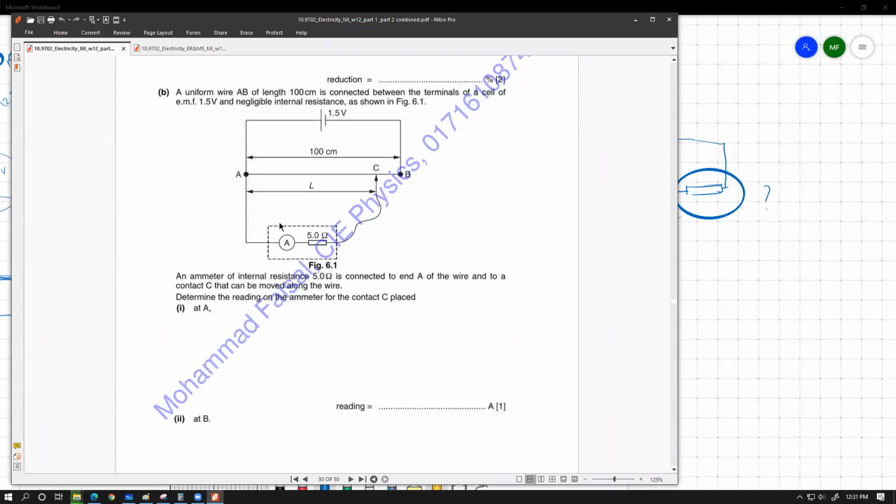The connected ammeter produces a parallel combination with the left half of the wire, or if you do not use the term left, you can say that the connected ammeter produces a parallel combination with the AC part of the wire. So the combined resistance of half the wire and the parallel combination of the 5 ohm ammeter is less than the CB part of the wire. Less resistance gives us less voltage. That's why the value is not half.